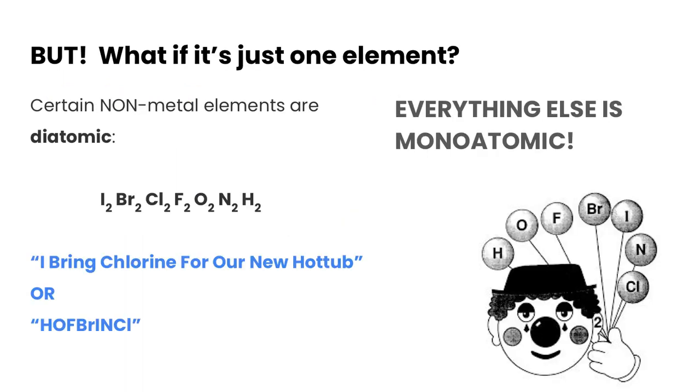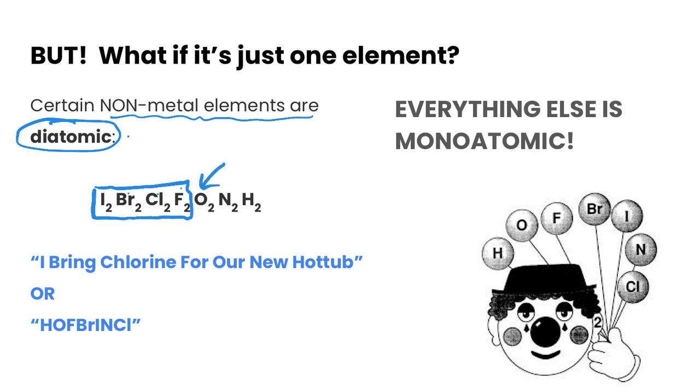Now, what if you have just one element? There are certain non-metal elements that are what we call diatomics. So what that means is they form a bond with themselves. These are all of our halogens, so iodine, bromine, chlorine, and fluorine, as well as oxygen, nitrogen, and hydrogen. So they never exist by themselves, but they always exist in what we call diatomic molecules, or basically they have a covalent bond. Now, you do need to memorize these.